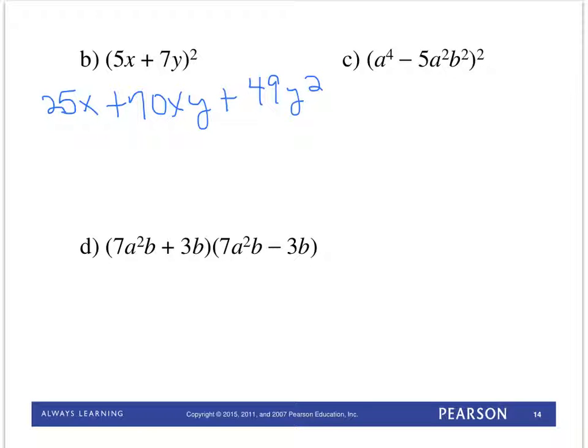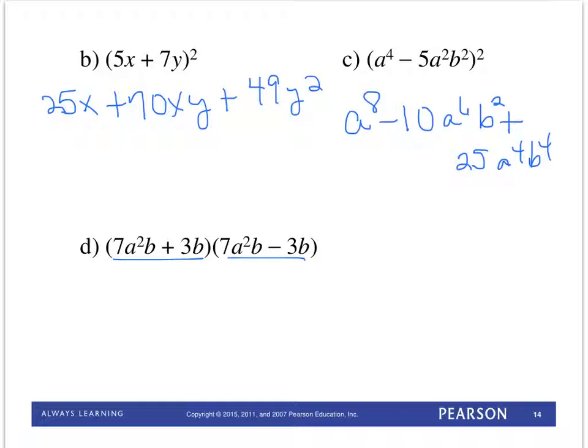When you're squaring a to the 4th, it's going to become a to the 8th. Then you're going to multiply those together. So you get a to the 4th times negative 5a to the 2nd, b to the 2nd. So that's going to give you 5a to the 6th, b to the 2nd. You're going to double that, so that gives you 10a to the 6th, b to the 2nd, and then you're going to square the last one, which is simply 25a to the 4th, b to the 4th. So all that's your same answer. Just didn't give myself enough room.